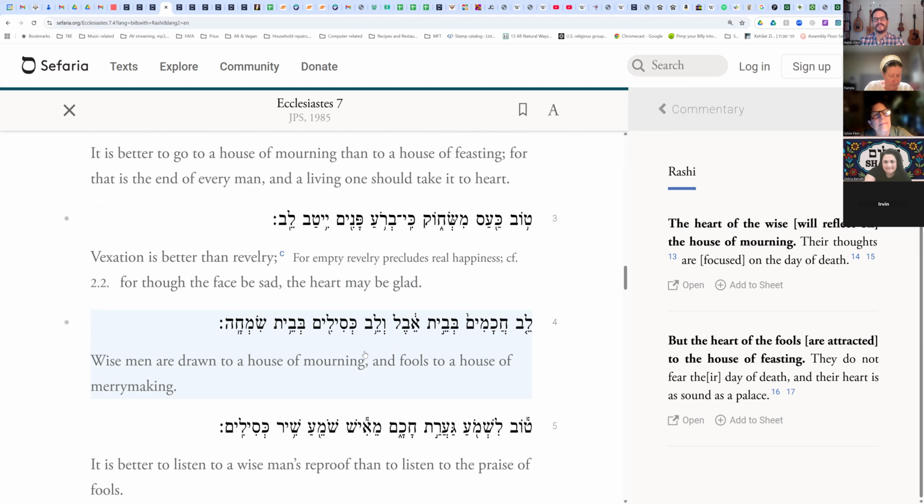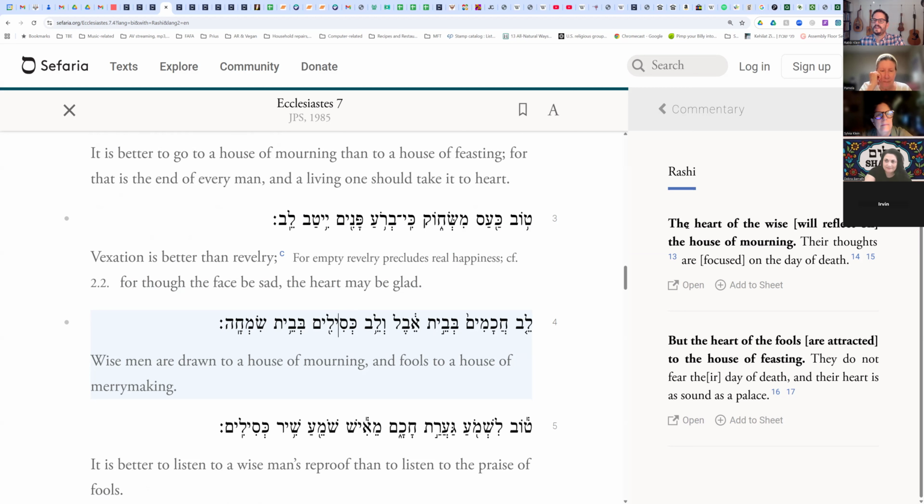That's just a statement. It's not giving a moral judgment. Well, it is, though, because they're calling people in the house of merrymaking or joy fools or idiots or something along those words.